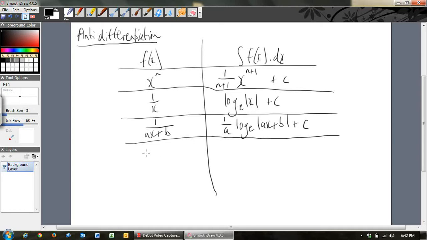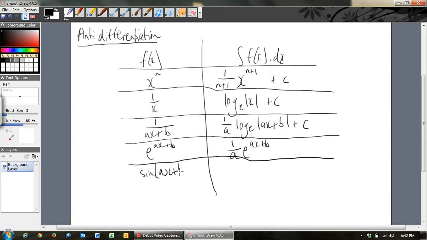Similarly, thinking about what the chain rule would do, e to the ax plus b will just go to e to the ax plus b, but you'll have to divide by a to get rid of what happens when you differentiate with the chain rule.